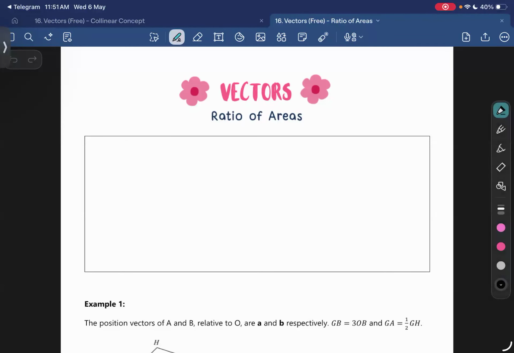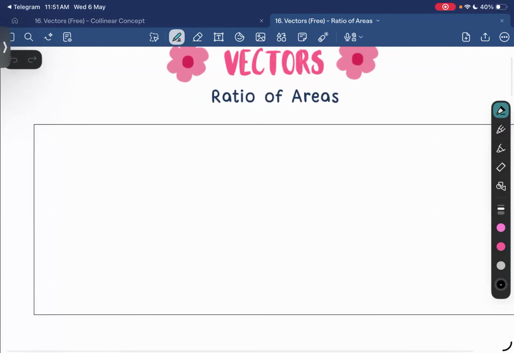Okay, so for ratio of areas, all we need to learn is ratio in primary school. You know that as long as they are the same, you must make sure that they are represented by the same number of units. But before we reach that, what I want you to recognize is how do you find ratio of areas of triangles?